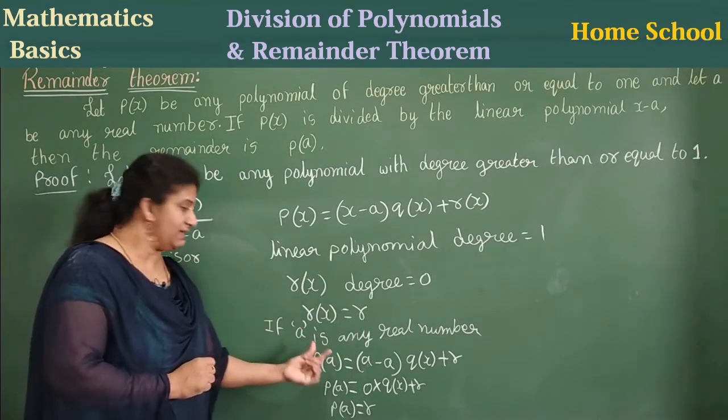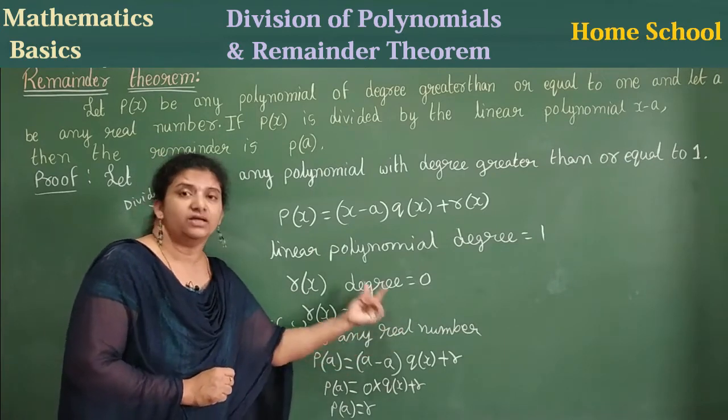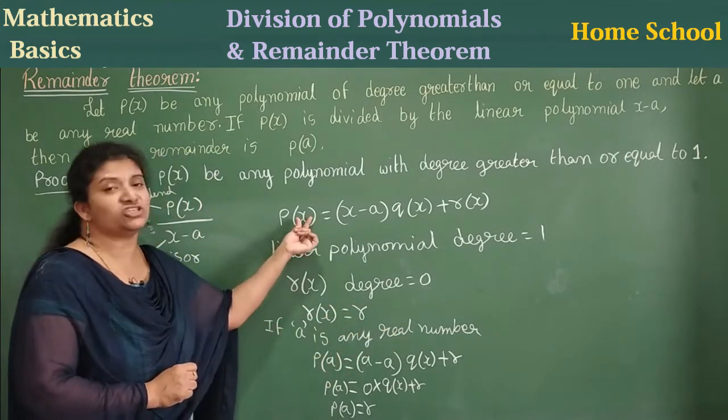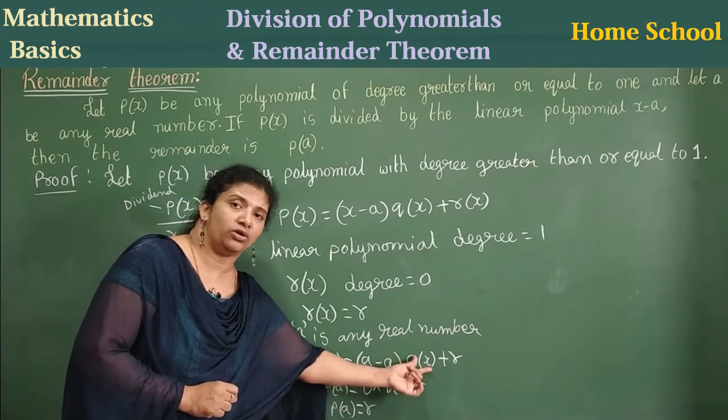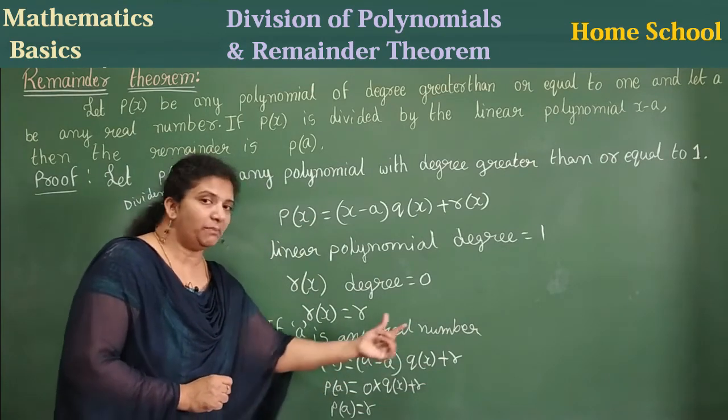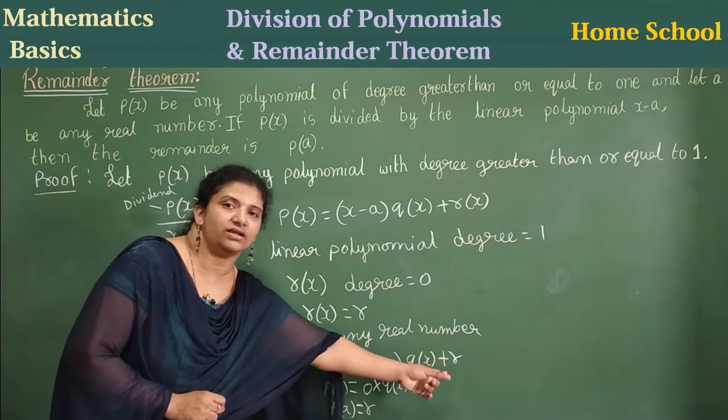Therefore, if a is any real number, substitute that a in the place of x, what are you going to get? A minus a is 0 into q of x plus r. In place of r of x, I have written here r.